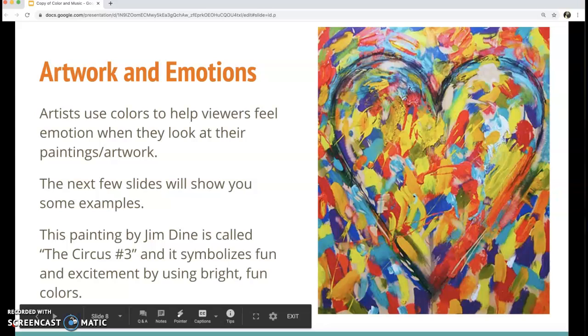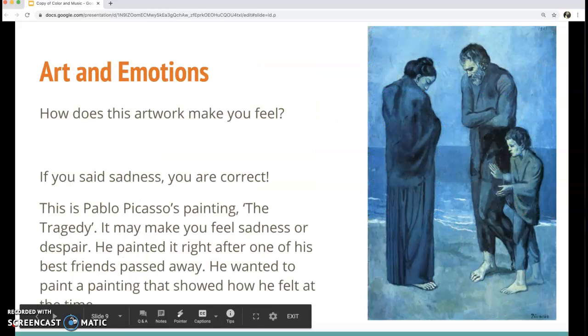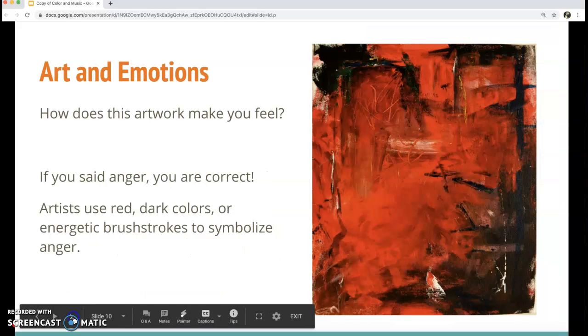And then they're going to look at some different artwork and see what some of the artists did in their pieces of work to show emotion. Circus symbolizes fun and excitement by using bright and fun colors. Okay, and as you can see, this piece, Pablo Picasso's painting, The Tragedy, everybody's looking down, right? And the colors are very muted. There's lots of dark colors, and so that painting evokes sadness.